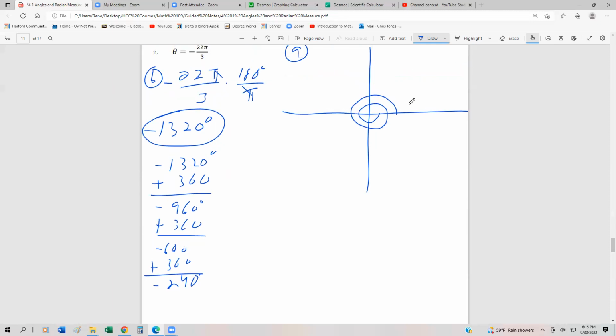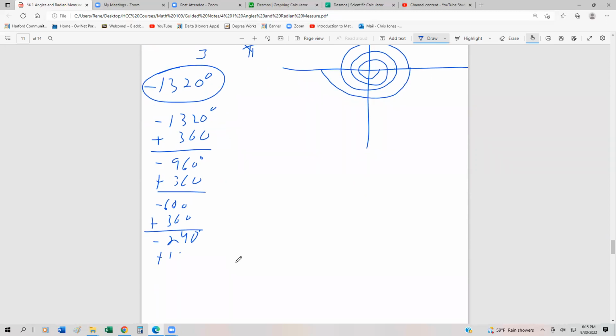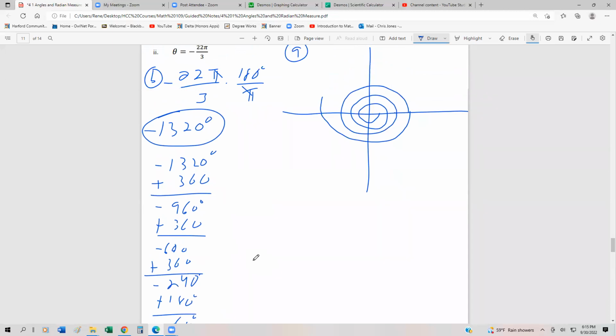So this is another revolution. That's 3 revolutions: 1, 2, 3. And then finally, we just need negative 240. If we take another 180 out of that, we're just going to add another 180. It's a little bit torturous, but could be a lot worse. That's going to leave us with negative 60 degrees. So now all we have to do is draw 60 more degrees. That's about right here, and this should be our angle. So this is going to be theta equals negative 1320, or in radian measure, negative 22 pi thirds.